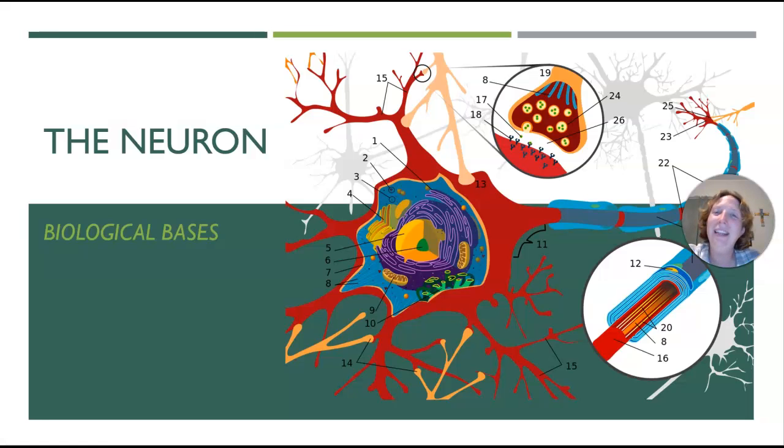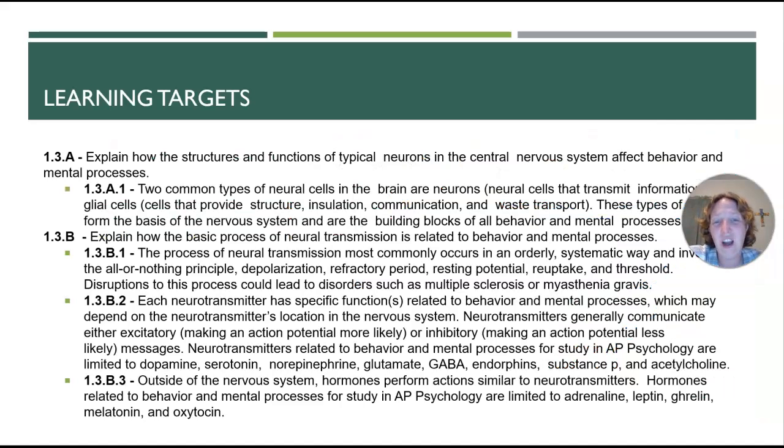What's up, AP Psych? It is time to get down and dirty into the biological basis of psychology, and it doesn't get any deeper, dirtier than the neuron, which is a brain cell. You can see that there's a ton to learn about the neuron, but here's the good thing about this topic and most of this unit. All you need to do is memorize information.